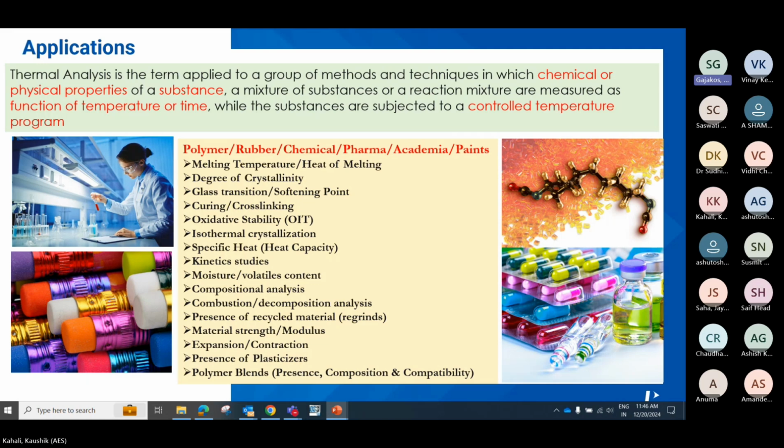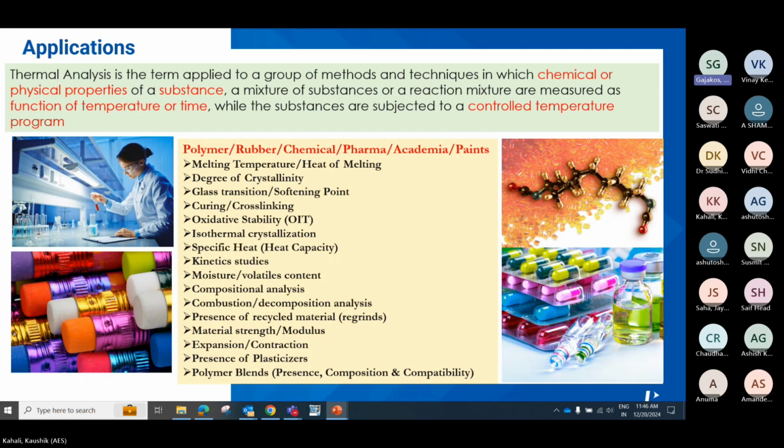But this thermal product portfolio from our side gives you that particular advantage to observe what is happening with the sample when it is going through a controlled temperature program. So we can actually control the temperature, we control the time, and we can observe what is happening, what transitions we are getting, and what information we are getting from the sample analysis.